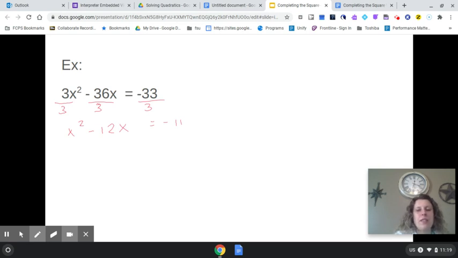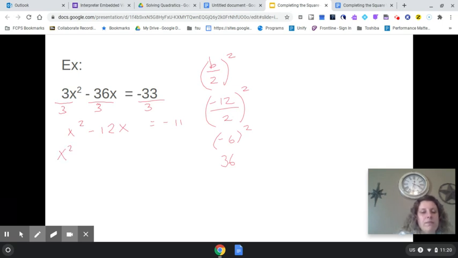Next step, we're going to take our b divided by 2 and square it. We have negative 12 is our b value. If we divide it by 2, we get negative 6. And if we square it, we get positive 36. So we're adding 36 to both sides of the equation.